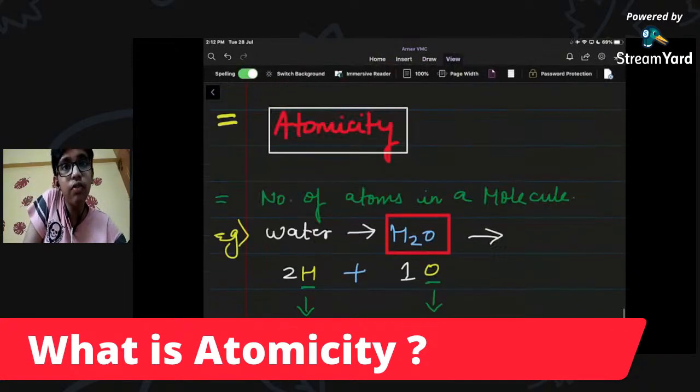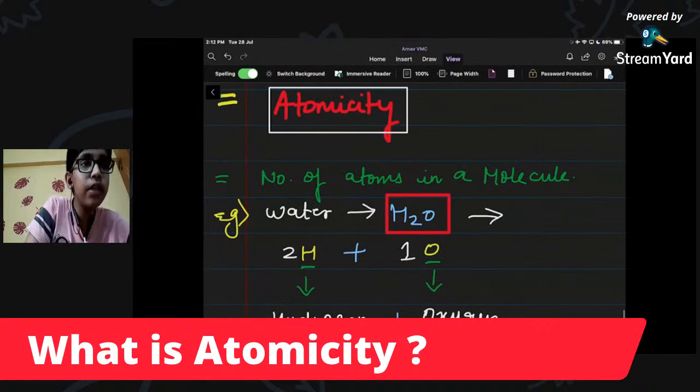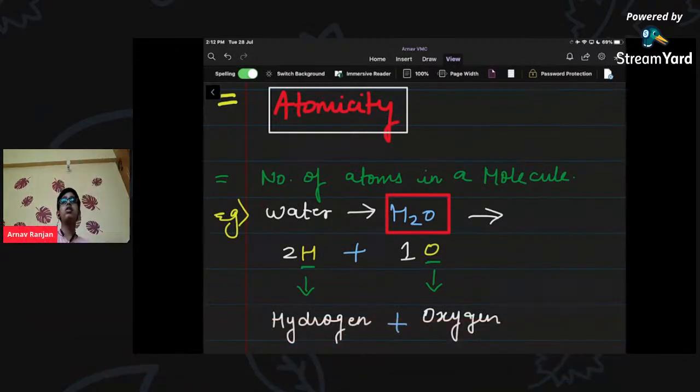It's very easy, but it's something people find complex to understand. Atomicity is simply the number of atoms in a molecule. Example, water. What is H2O? It comprises two atoms of hydrogen and one atom of oxygen. So hydrogen plus oxygen is the atomicity of water.